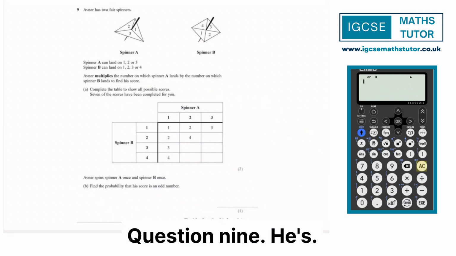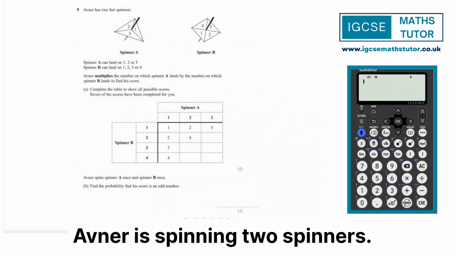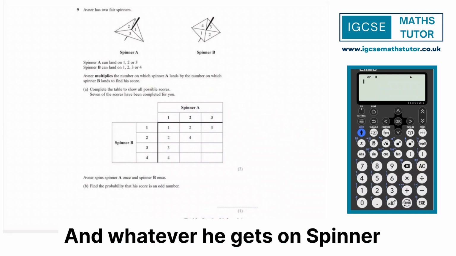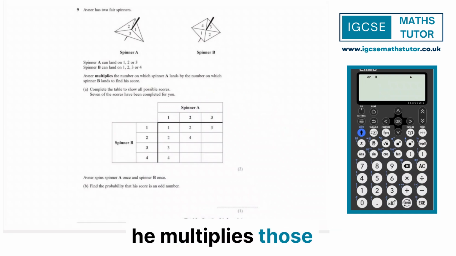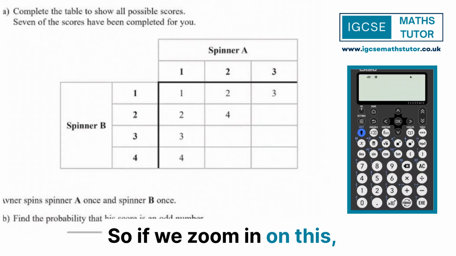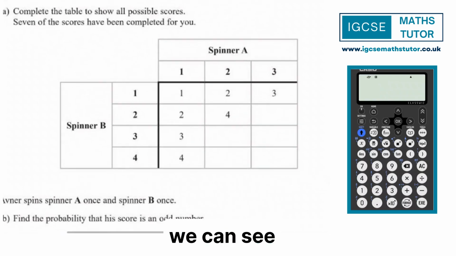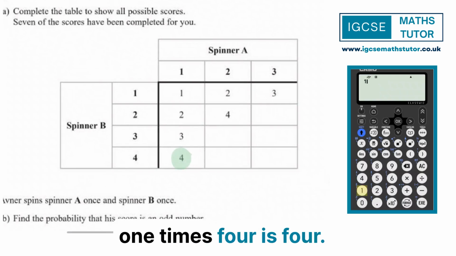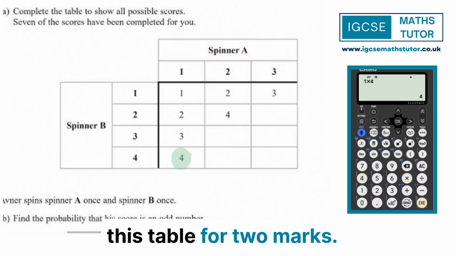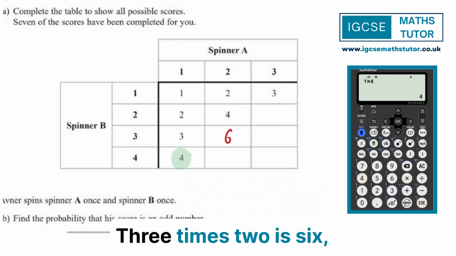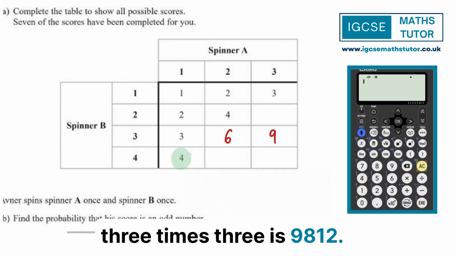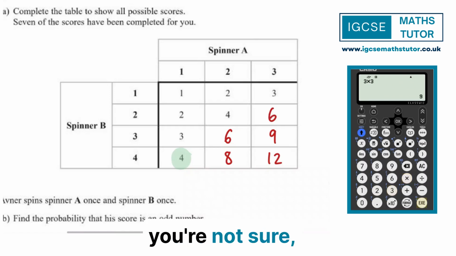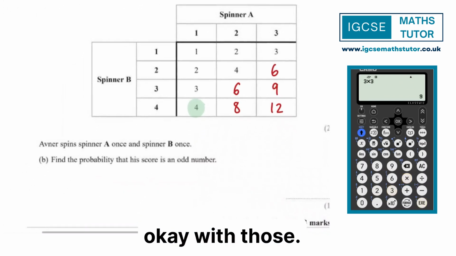Question 9, Avner is spinning 2 spinners, and whatever he gets on spinner A and spinner B, he multiplies those numbers together. So if we zoom in on this, we can see here 1 times 4 is 4. So we've just got to complete this table for 2 marks. 3 times 2 is 6, 3 times 3 is 9. 8, 12. Use your calculator if you're not sure, but you should be okay with those.